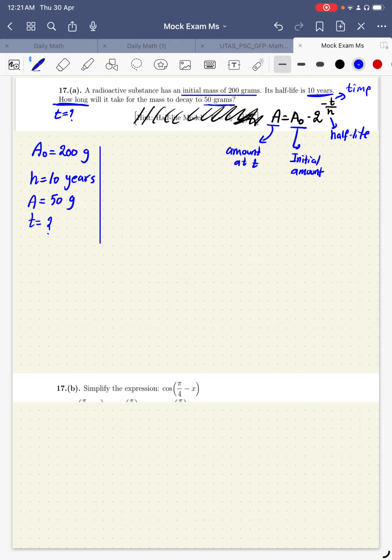So what I'm gonna do, I'm gonna put everything inside my model. So A is gonna be 50 gram equal A0, which is 200 gram, times 2 to the power minus T over H. What is H? It's 10.